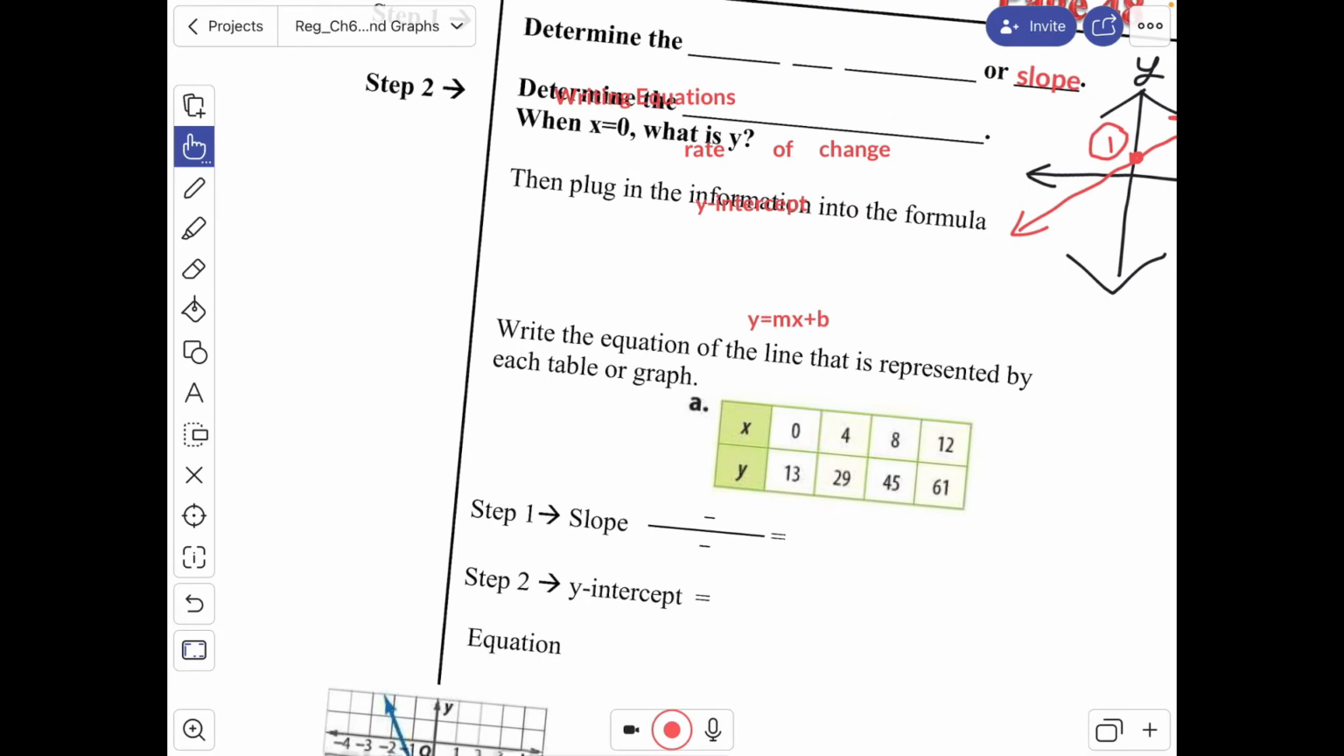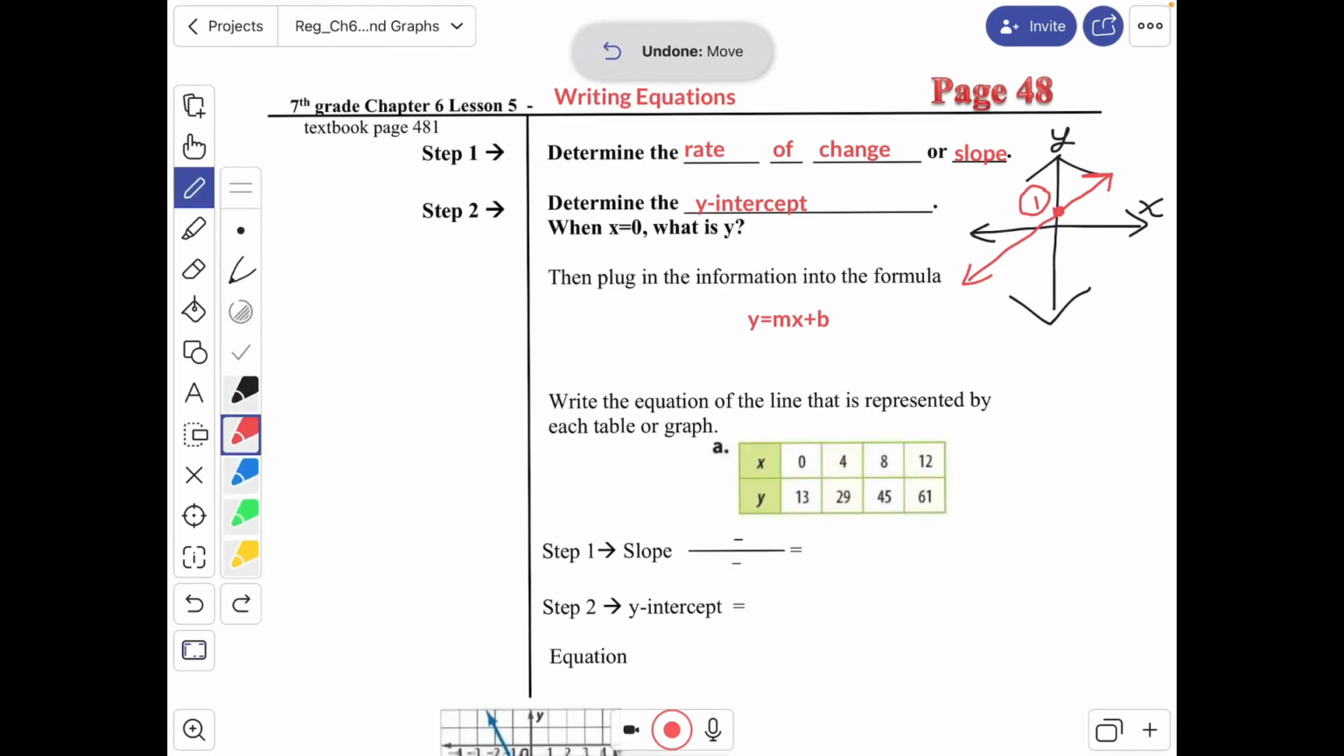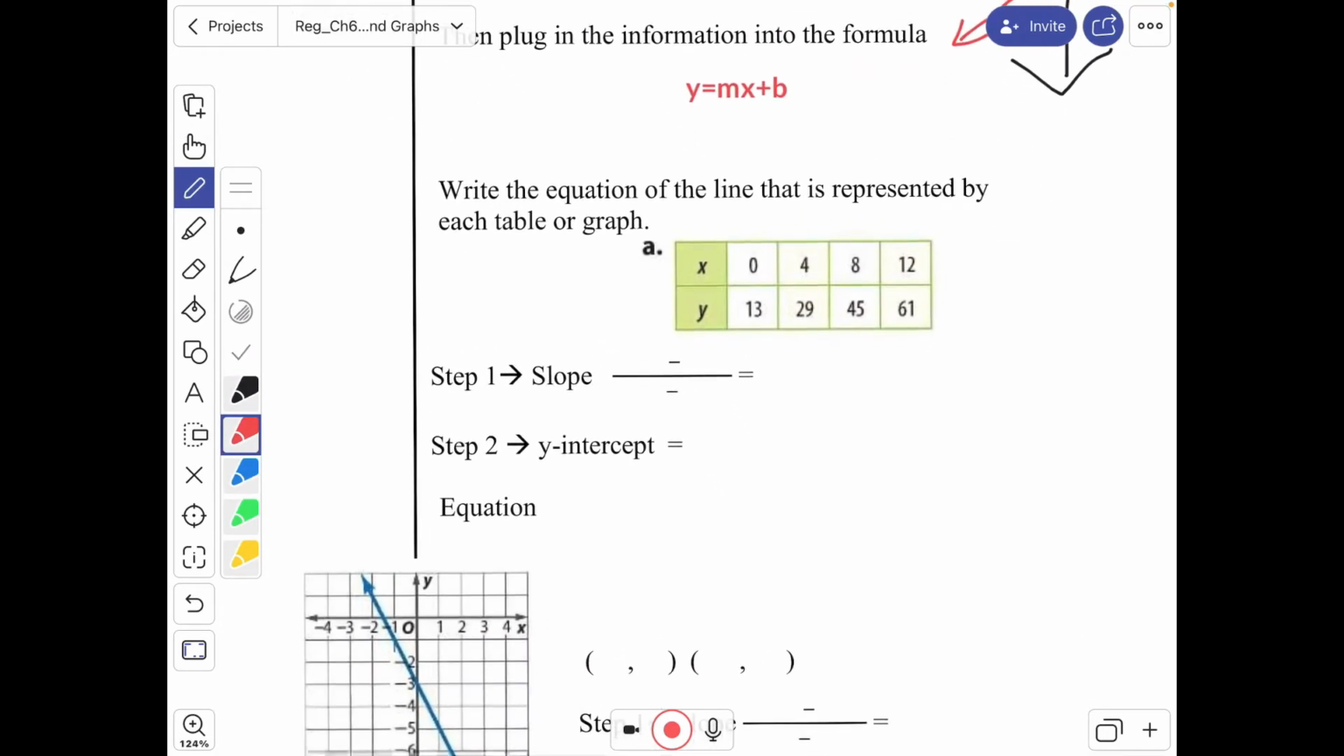So let's take a couple of examples. Write the equation of the line that is represented by each table or graph. So we're going to start with the table. To find the slope, we need to pick 2 intervals. And it could be any 2 that you want. I'm going to be brave today, and I'm going to pick the big numbers. So the slope is always the change of y over the change of x. My y's go on top.